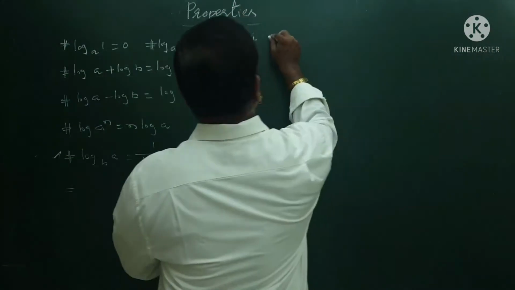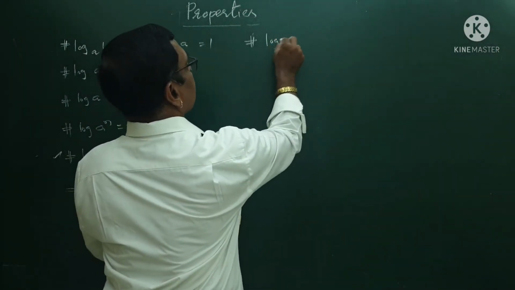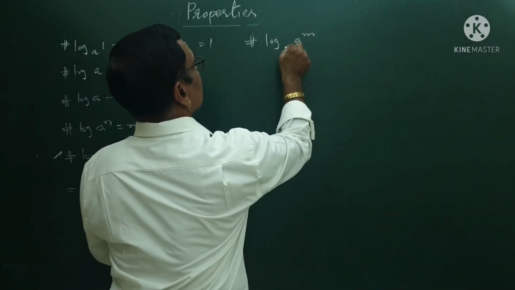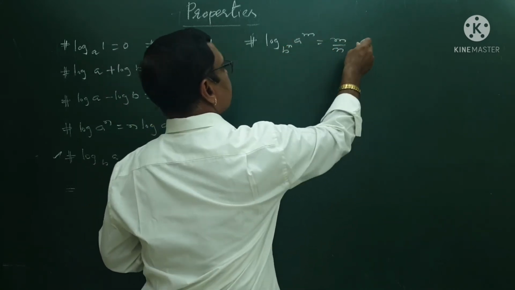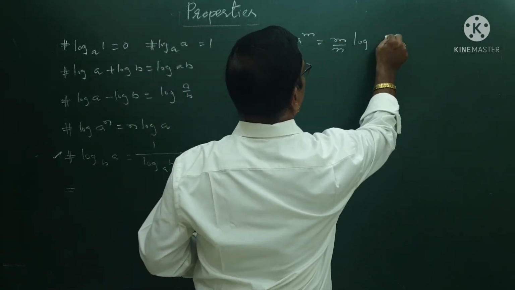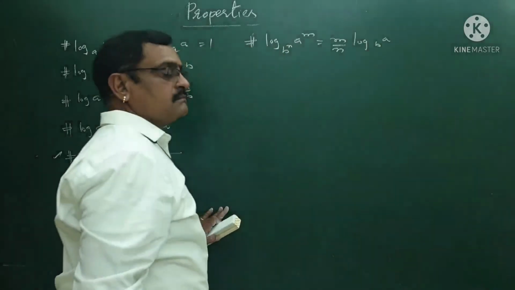Next property, log A to the power of m base B to the power of n is nothing but m by n log A base B. Proof.